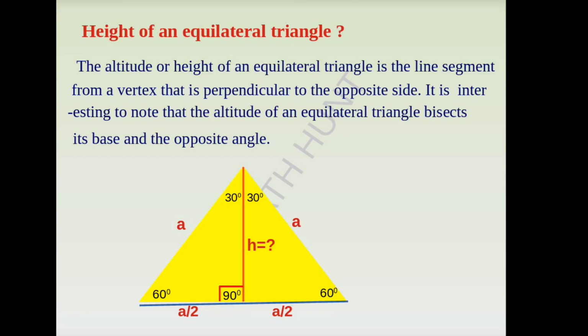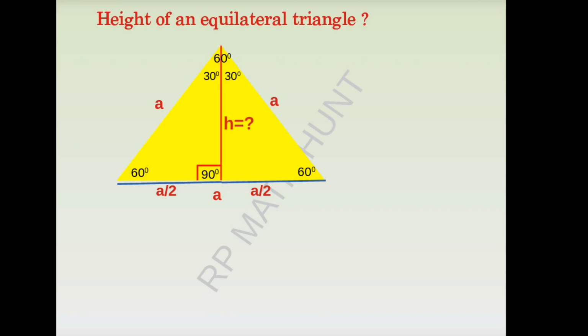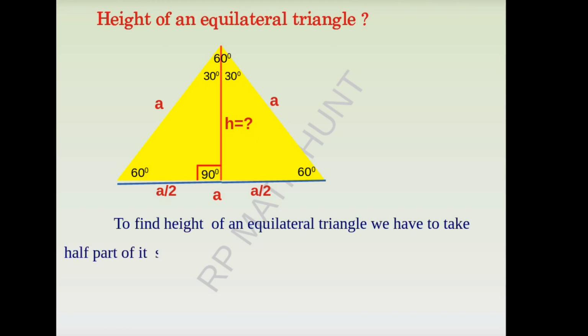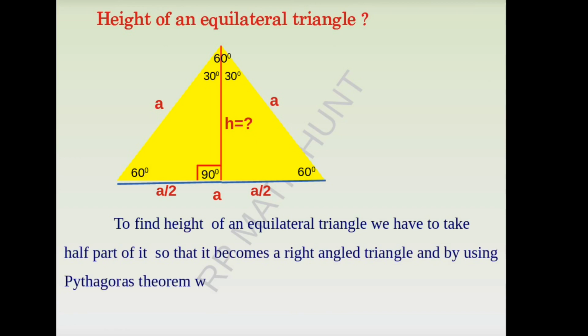Height of an equilateral triangle. Now, how can we find the height? To find the height of an equilateral triangle, we take half of it so that it becomes a right-angled triangle, and by using Pythagoras theorem, we can find its height very easily.